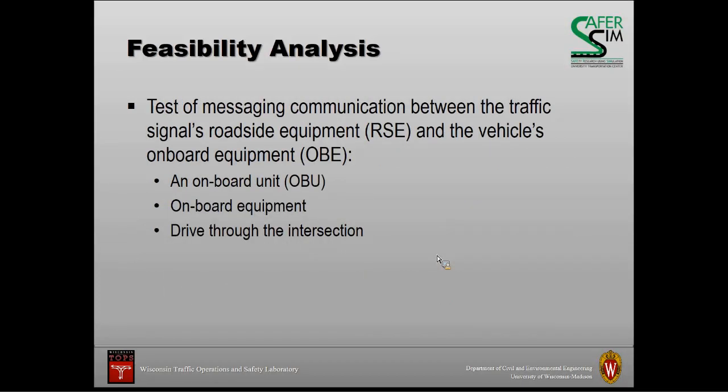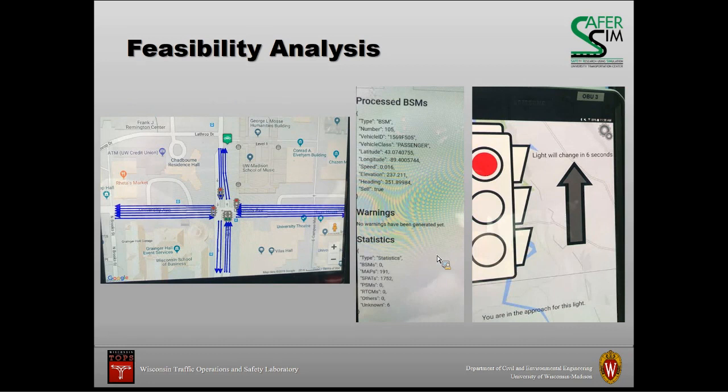To test the messaging communication between the traffic signal's roadside equipment and the vehicle onboard equipment, we did the following steps. We had an onboard unit installed in a demonstration vehicle. We also had onboard equipment, which included a tablet equipped with vehicle-to-infrastructure messaging software, also installed on the demonstration vehicle. Then we drove that vehicle through the intersection to verify that signal phase and timing and basic safety messages were received and transmitted. The results of such tests are shown in the following three figures.